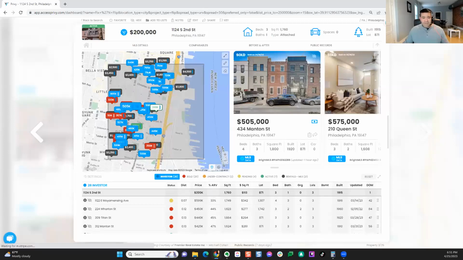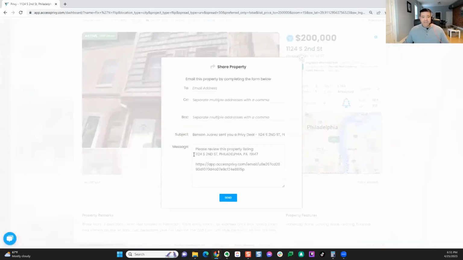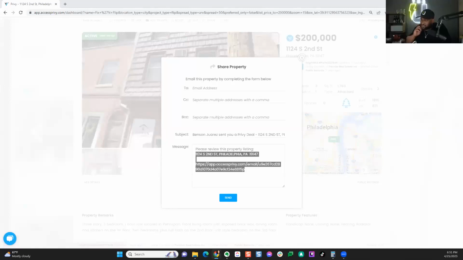This is a deal. So I'm actually going to share this with the group. I'm going to put this in the chat, and I would love if somebody went and wrote an offer on this thing. Who wants this deal? Let me know in the chat if you want this deal. Guys, this is how easy and simple it is to use this thing and find deals, man.